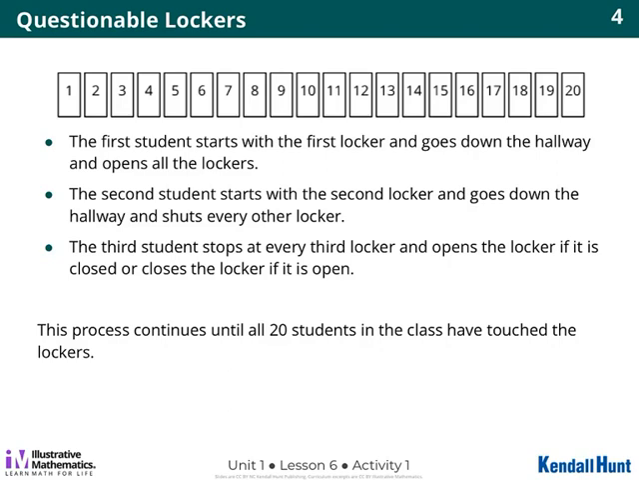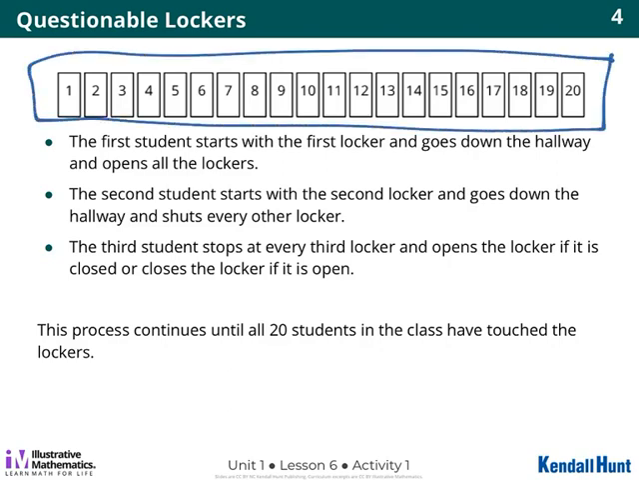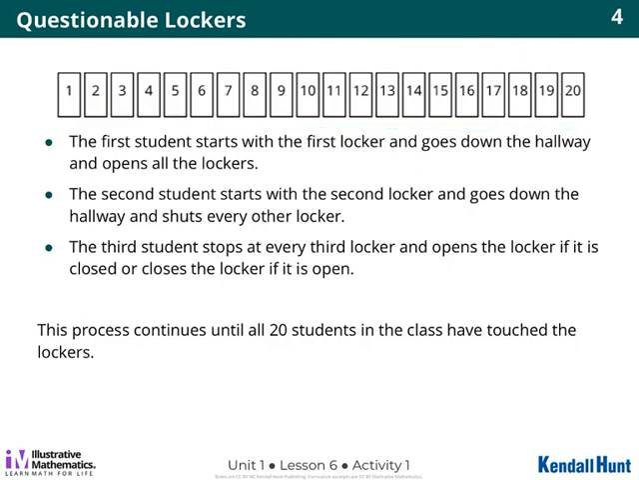Okay, we can see at the top, we have a picture of their lockers, right? How many lockers are there? 20. The first student starts with the first locker and goes down the hallway and opens all the lockers. Okay? Can you imagine that in your head? Okay. The second student starts with the second locker and goes down the hallway and shuts every other locker.